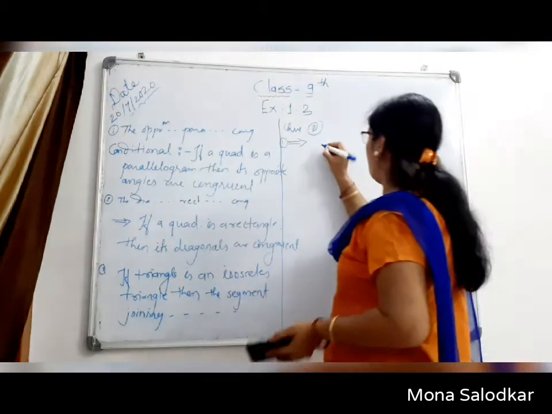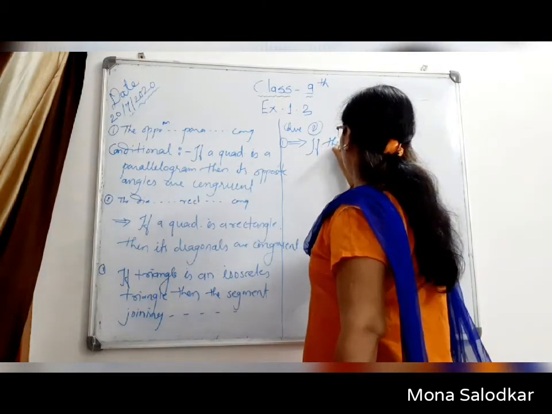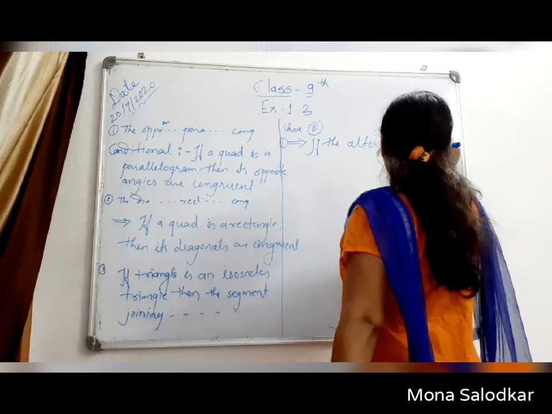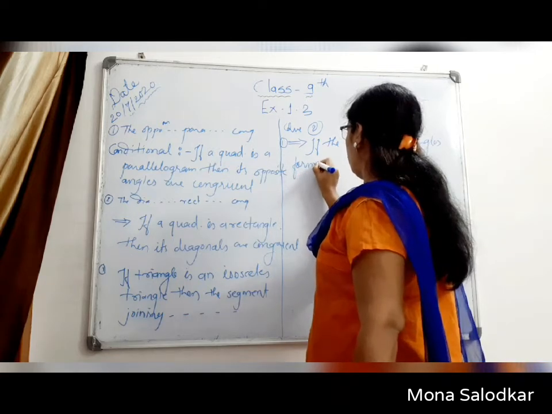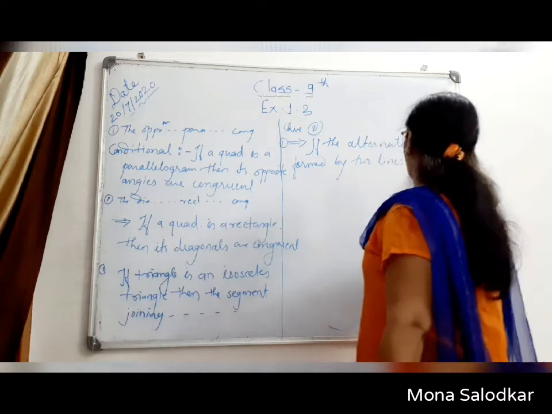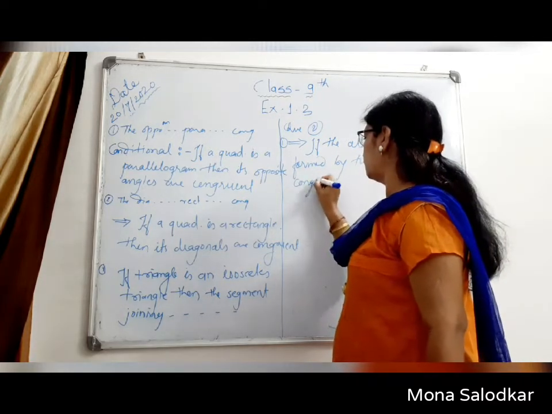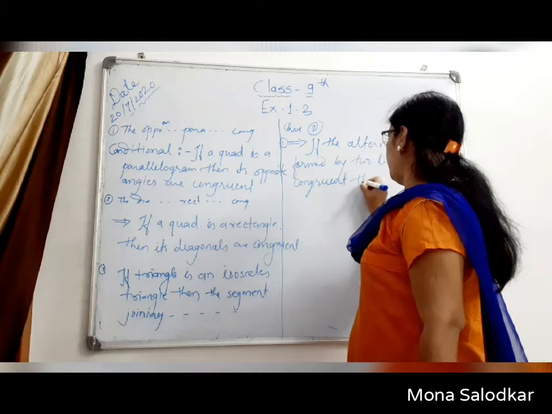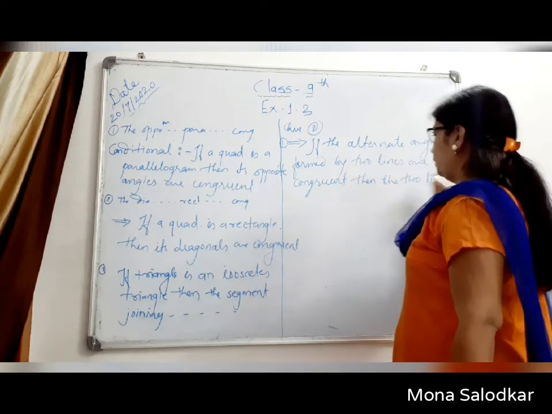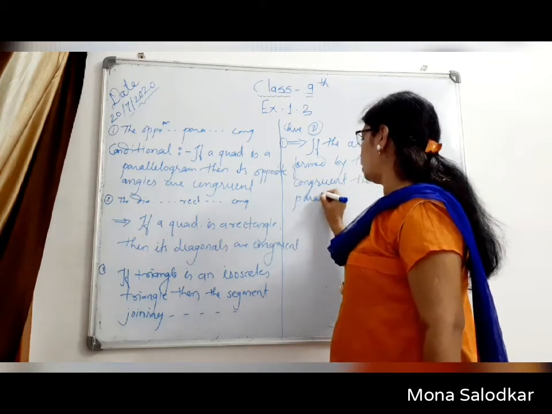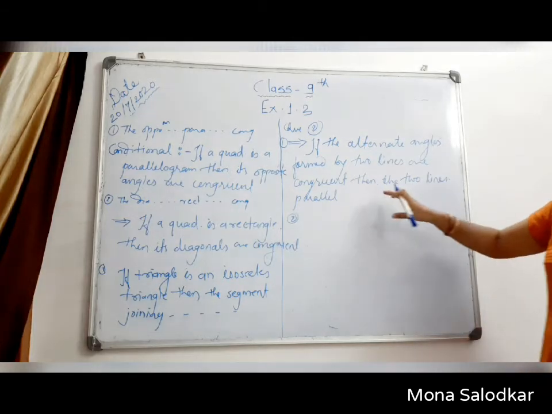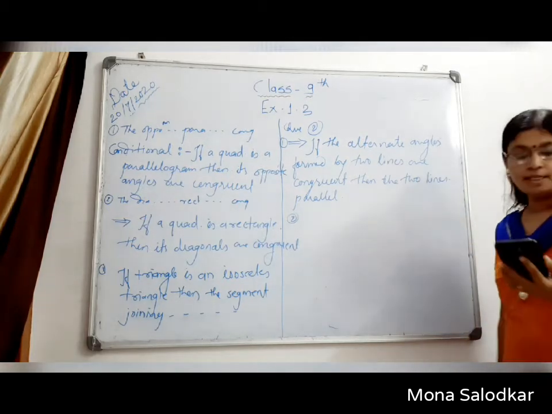So what you have to write down? If the alternate angles formed by two lines are congruent, then the two lines are parallel. Here what is given in the statement? Lines are given parallel first. You have to write down converse, means then the two lines are parallel. Now see the second statement.